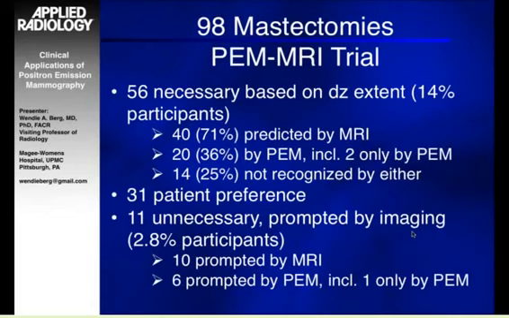And of the mastectomies performed in these patients, overall 56 women had an appropriate mastectomy. 71% were predicted by MRI, 36% by PEM. There were 2 only by PEM, and importantly, there were 25% of women that weren't recognized as needing a mastectomy by either exam. And there were still some unnecessary mastectomies. Overall, 10 that were prompted by MRI and 6 prompted by PEM, including 1 only by PEM. This last part was not significantly different for either.